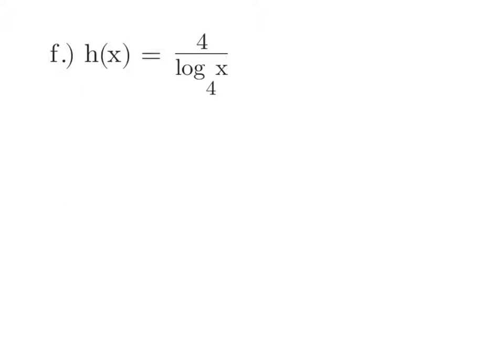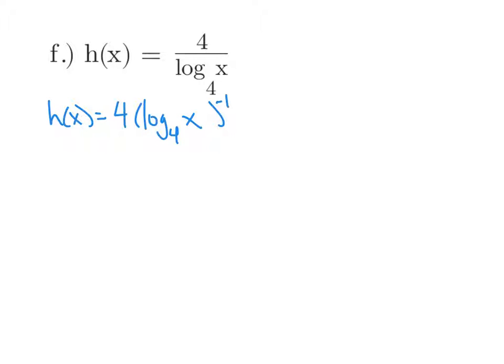Last one is kind of a big one. H of x is equal to 4 over the log base 4 of x. Here's another example where it's probably a good idea to rewrite the function, making it easier to identify what's on the inside and the outside. In this case, since I have a fraction, I'm going to take the denominator and raise it to the negative 1 power. The denominator being log base 4 of x.